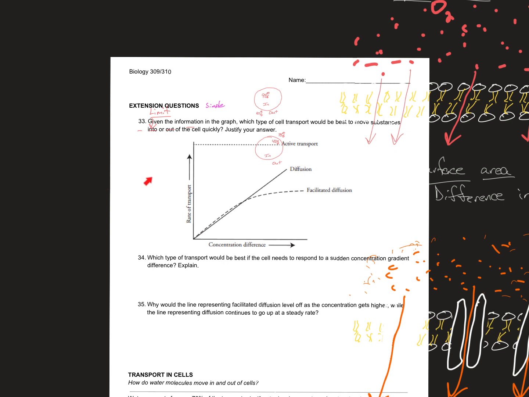Which type of transport would be best if the cell needs to respond to sudden concentration gradient difference? Explain. If you had to respond quickly to concentration difference, notice they didn't say a large concentration gradient, they say sudden. It would be active transport.